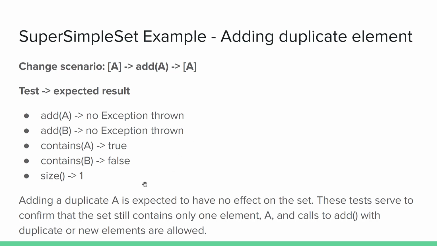So I have the same four tests and the same four test results that I had in the previous scenario, because my end result was the same. I still expect that my set after this change scenario contains only element A. So I have the same tests and I have the same expected results. But what I've confirmed is that by adding a duplicate A, my size has not increased, but I still recognize that A is in the set, B is not in the set, and I can call my add methods again.